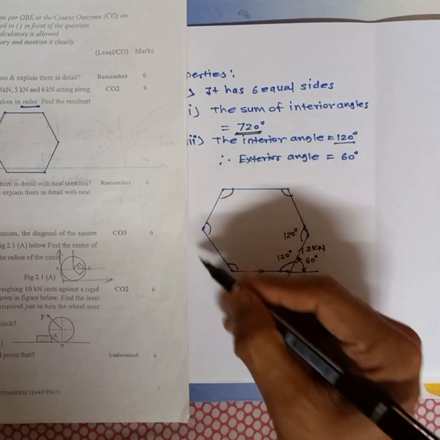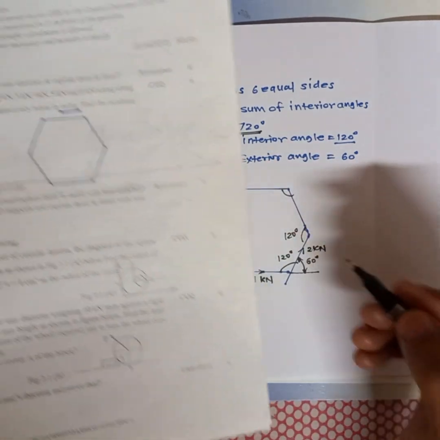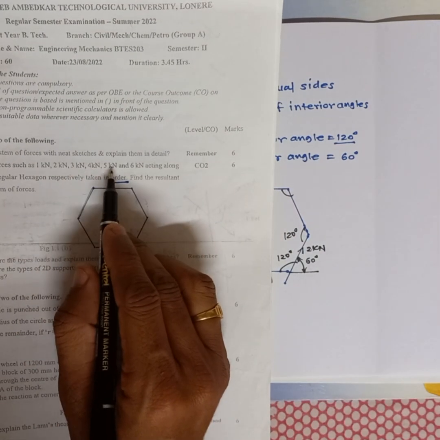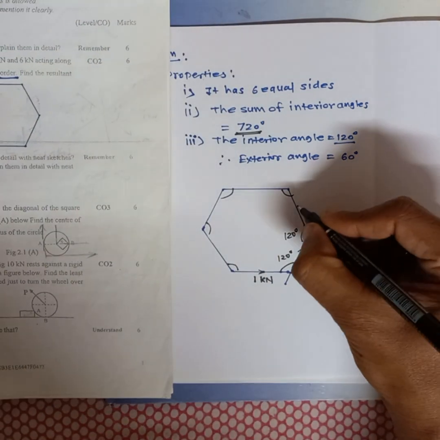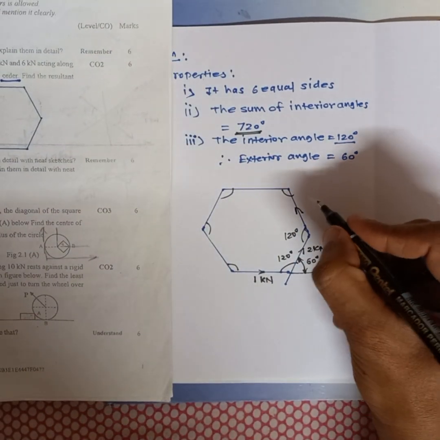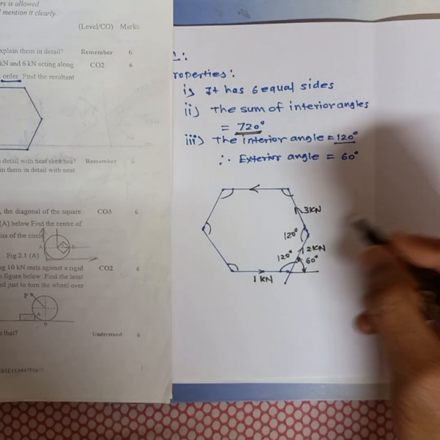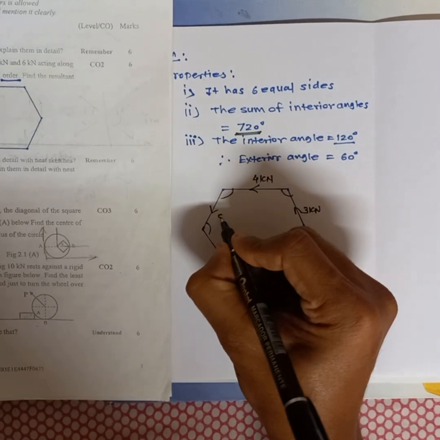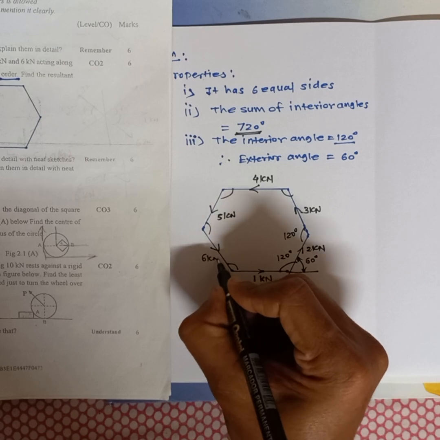I am going in anti-clockwise fashion. 2 kilonewton. Then the third force is 3, fourth is 4, fifth is 5 and sixth is 6 kilonewton. So I am showing the forces in same direction. 4 kilonewton, 5 kilonewton and 6 kilonewton.